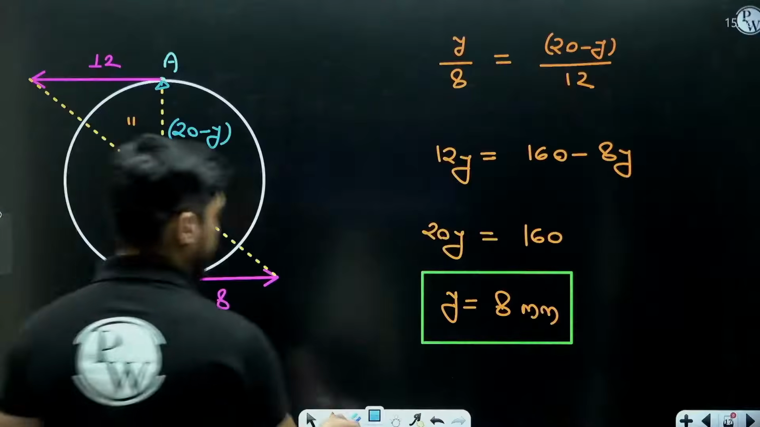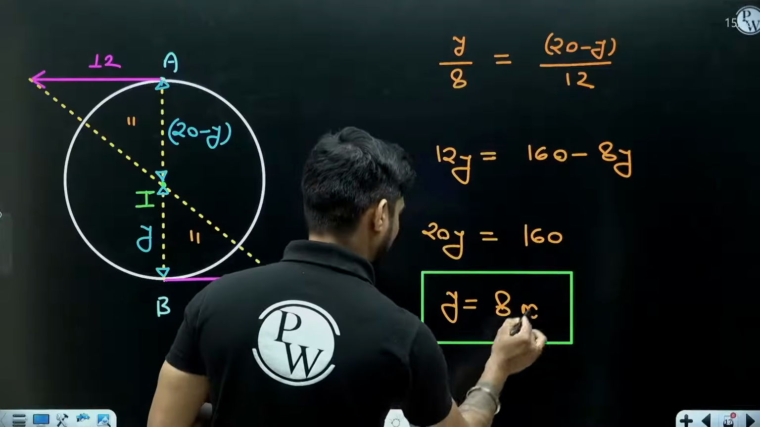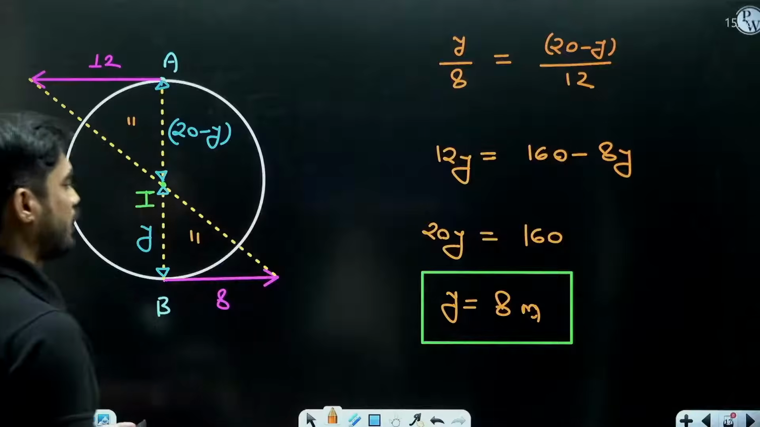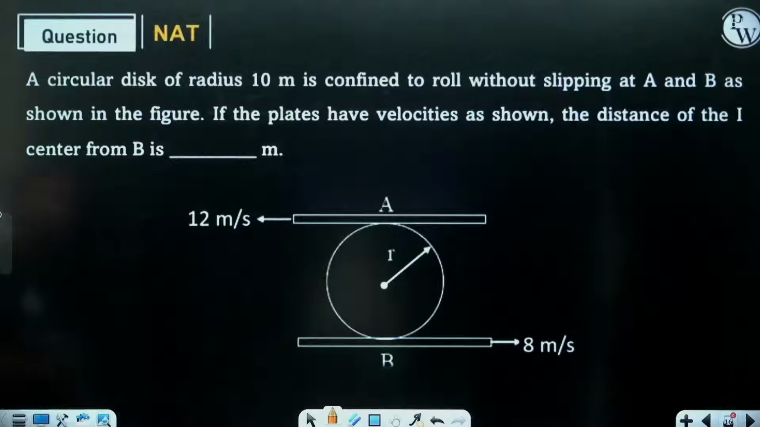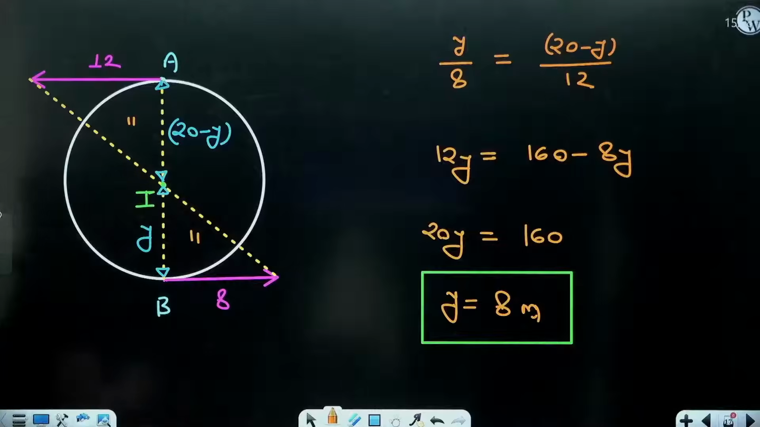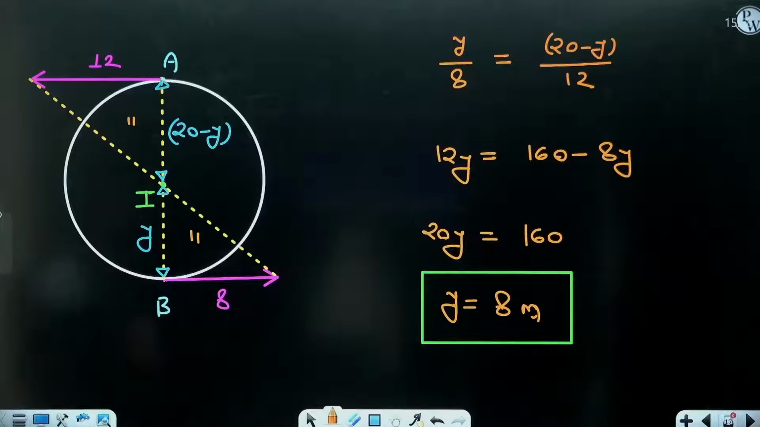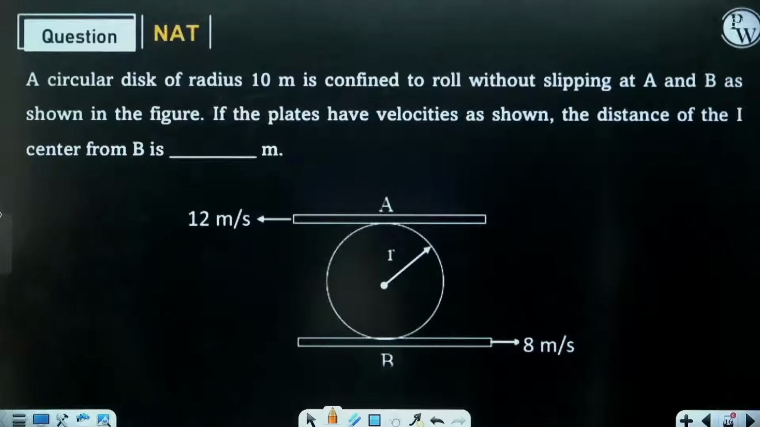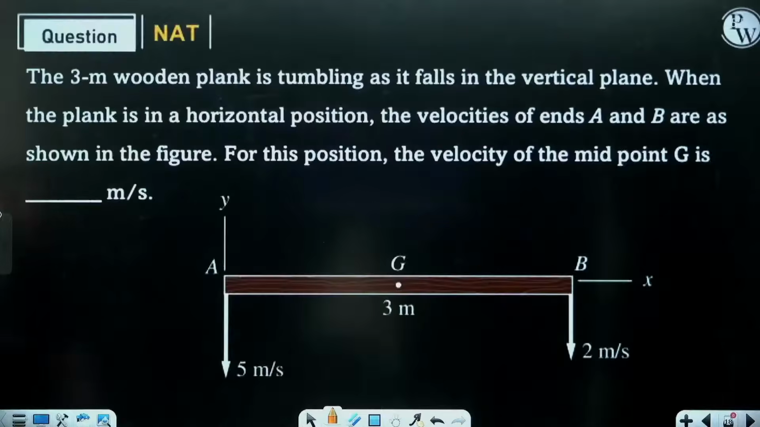Sorry, 8 meter. Not 8 mm, 8 meter. So the distance of the eye center from point B is 8 meter. Okay. So this is actually case number 2, not case number 3. Let's move on to the next question.